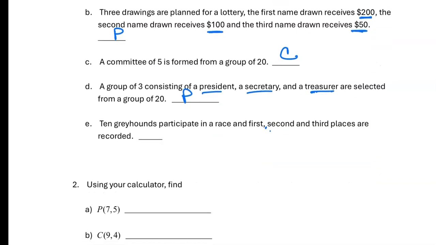10 greyhounds participate in a race, and first, second, and third places are recorded. Okay, when you have places, as opposed to everyone just finishing and it doesn't matter the order, it's going to be a permutation. So this is a permutation.